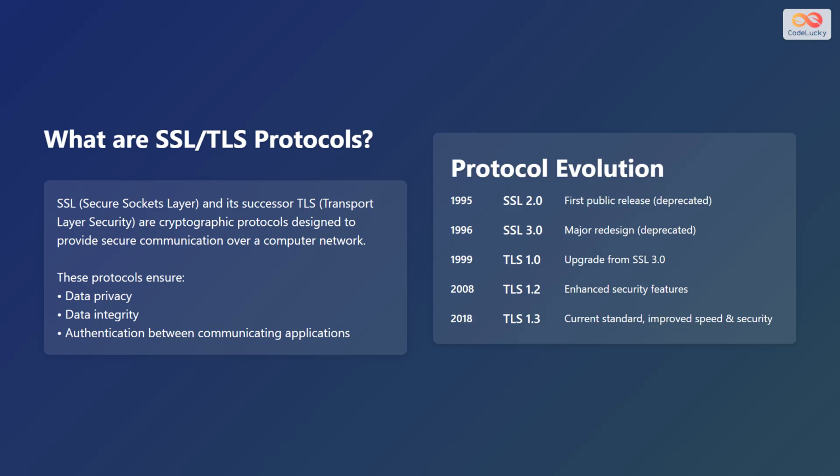In 1999, TLS version 1.0 was introduced as an upgrade from SSL version 3.0. In 2008, TLS version 1.2 brought enhanced security features. Finally, in 2018, TLS version 1.3 became the current standard with improved speed and security.